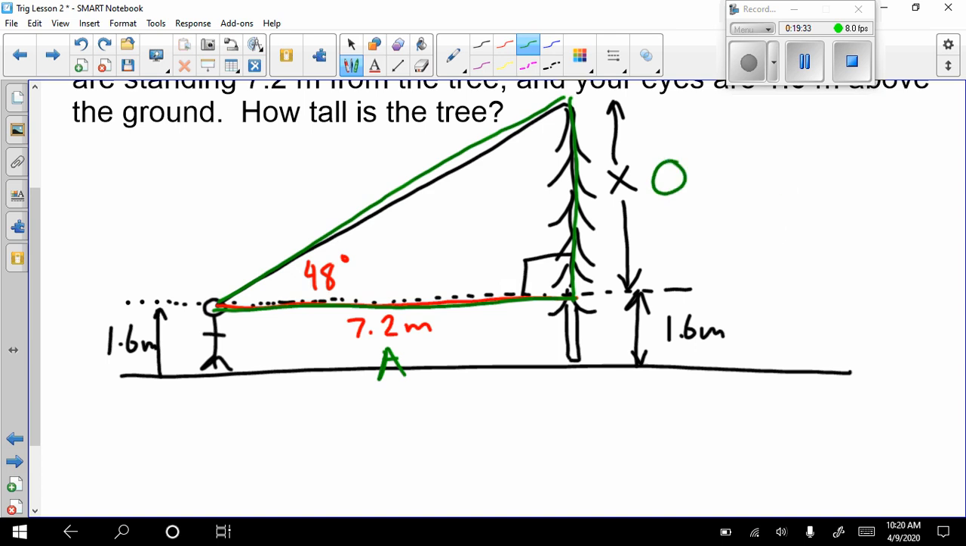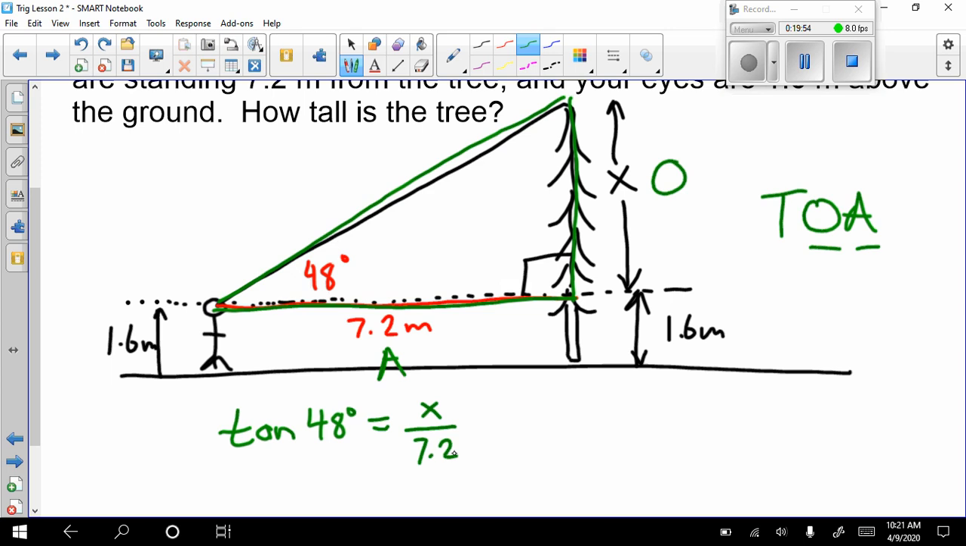Oh, so this is cool. I'm interested in tan again. TOA, because I need the opposite, and I've got the adjacent. So I write here, tan of 48 degrees is equal to the opposite side, which is my unknown x, over 7.2.